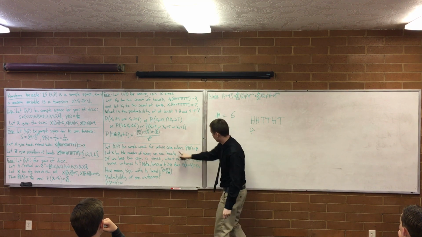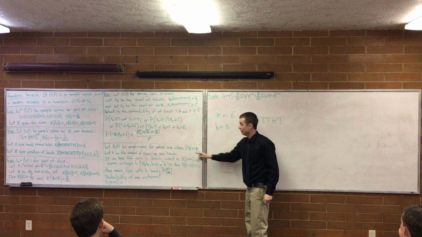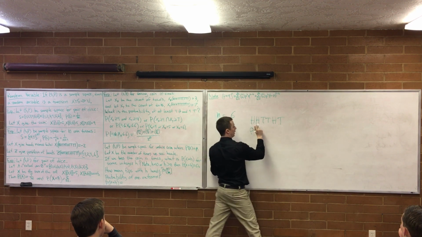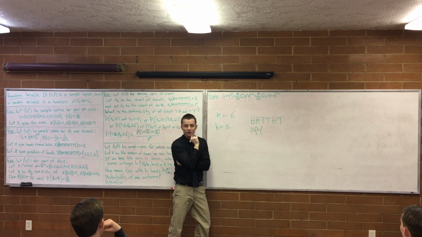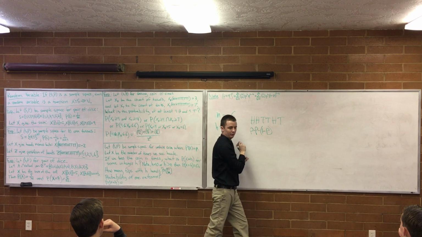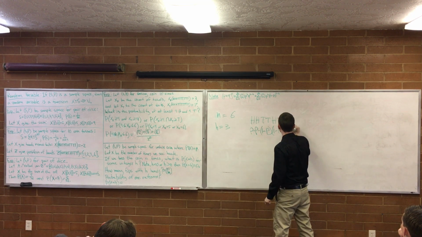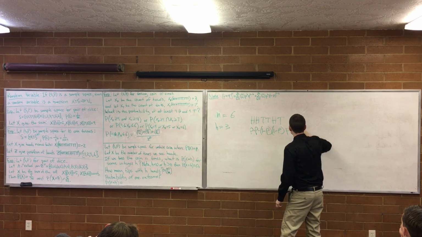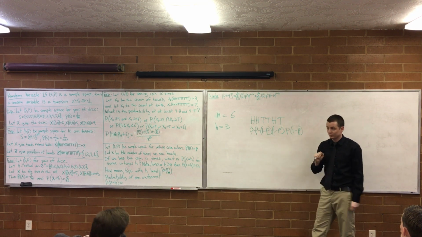It's not a fair coin. The probability of getting heads is P. So we've got P times, the probability of that one is P times, what's the probability of that one? 1 minus P. Probability of that one? 1 minus P times 1 minus P. That's the probability of getting this exact outcome, right?